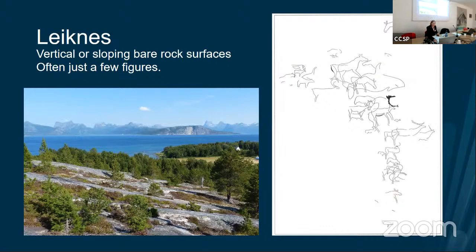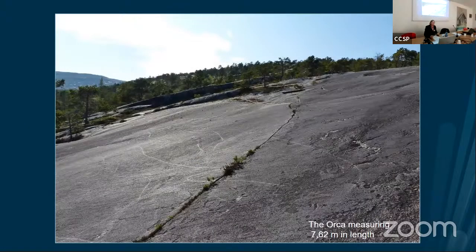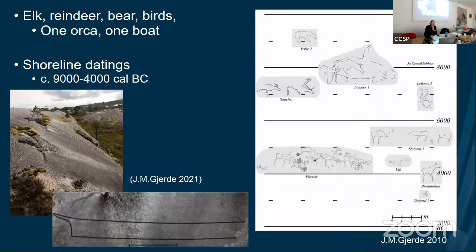And I have an image here of this orca, a killer whale that's actually presented in this rock art. And this image is more than 7 meters long. So we really are talking about life-size images that we find on these sites. You also see in this image just how the surface is actually sloping quite a bit here. So the images that we have are large animals: elk, reindeer, bear.